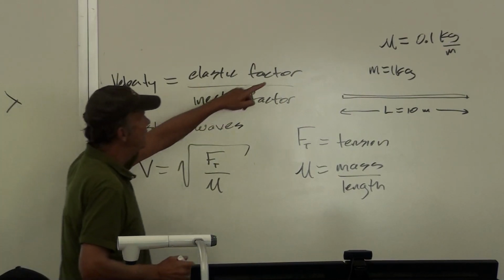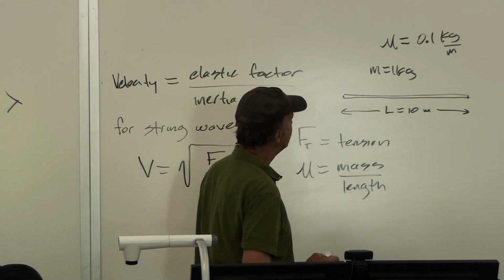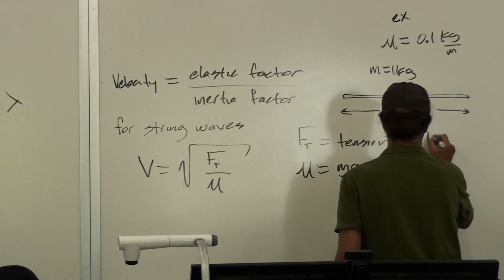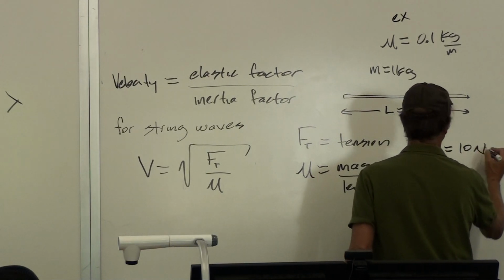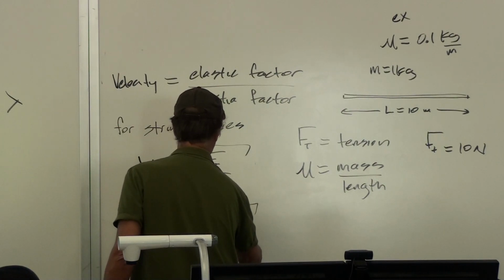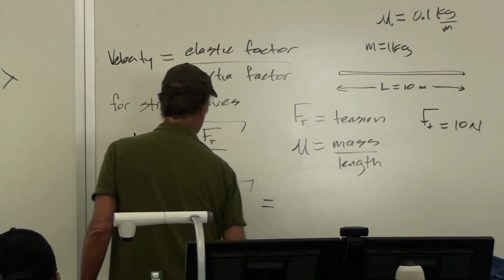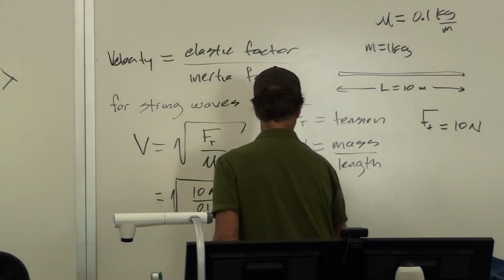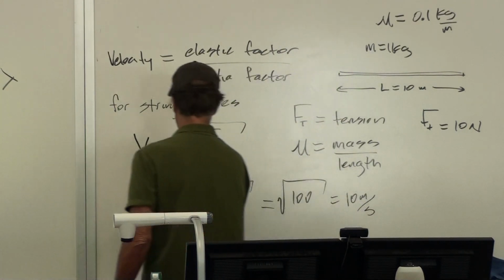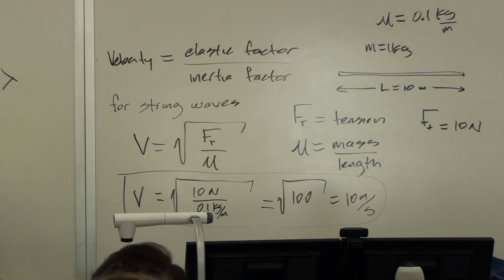Okay, so this would be the situation then for this kind of string. Let's say that the tension for this problem was equal to 10 newtons. Then we could calculate the velocity as the square root of 10 newtons divided by 0.1 kilograms per meter. That would give us the square root of 100, or 10 meters per second. So that's how fast the wave energy would be delivered from one location to another.